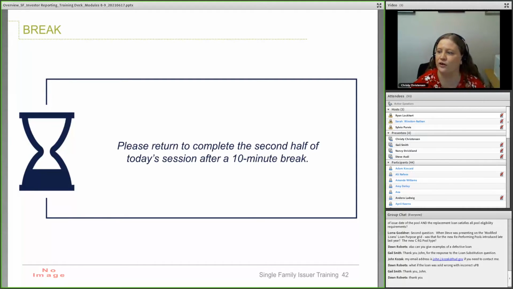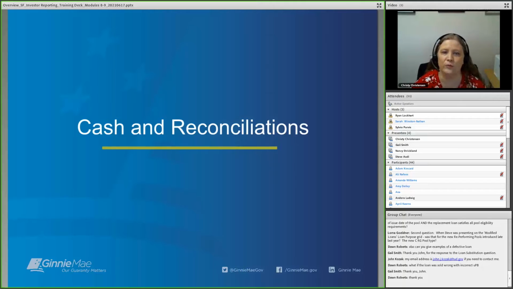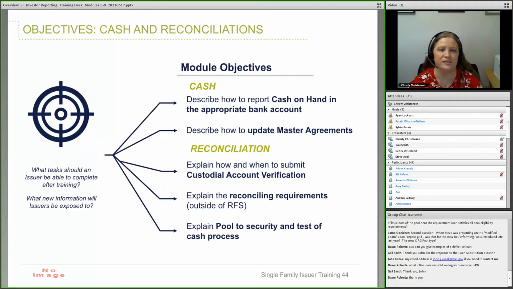Okay, if there are no other questions at this time, we will move on with cash and reconciliations. In this module, we will review cash, including cash on hand in the correct bank account, and how to update master agreements. Also, we will review reconciliations, explain how and when to submit CABs, discuss the reconciliation requirements, and review the pull to security and test of cash processes.